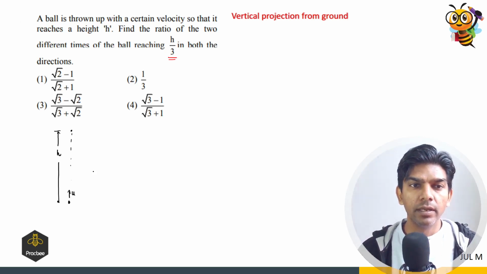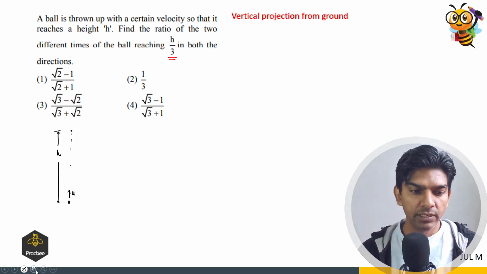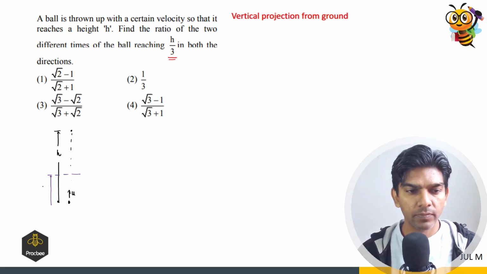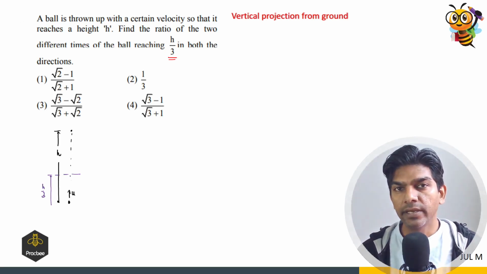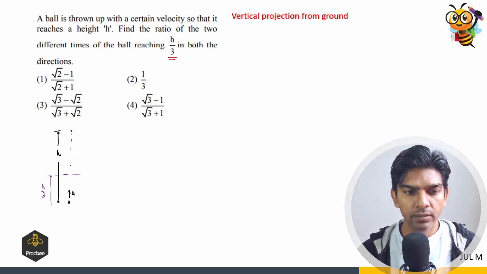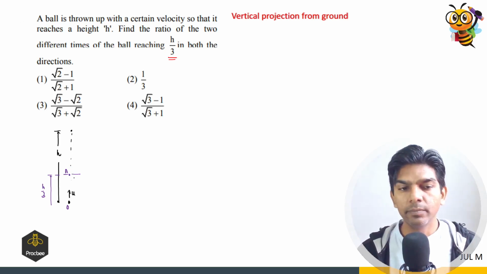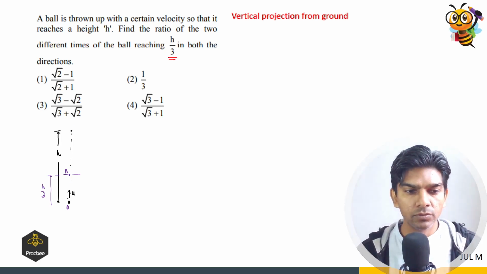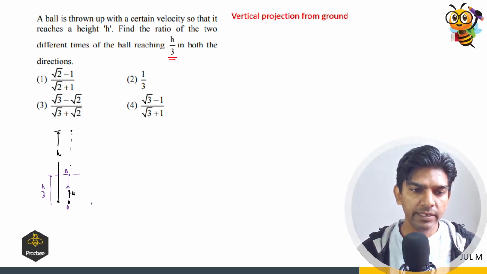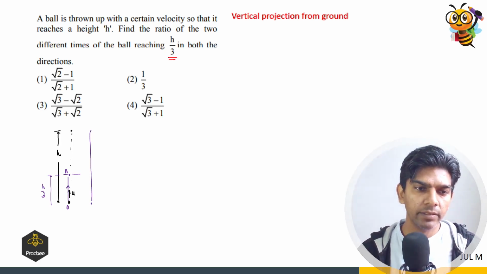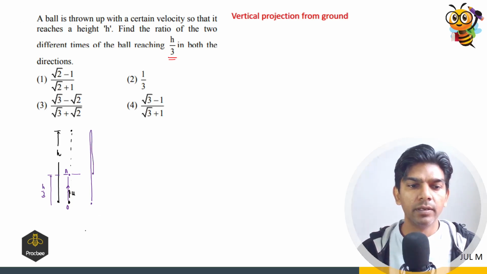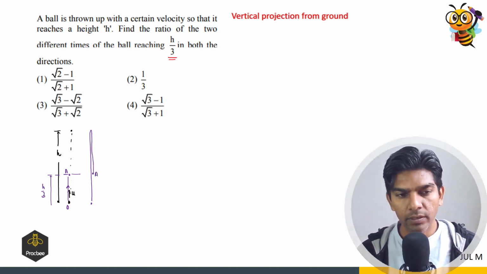So that is given, and the ratio of two different times. Basically, if I consider a height which is h by 3, the ball will cross this height h by 3 two times. So let us say this point is O and this point is A, and while coming back again at point A. Let me show you two paths. So this is the first one. In the second case, it goes up and then returns, and again it is reaching the same point A at the same height.